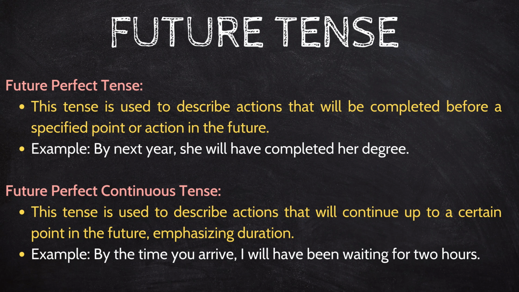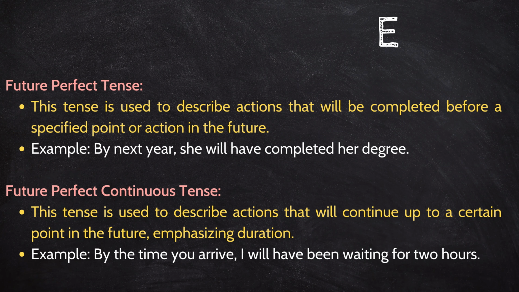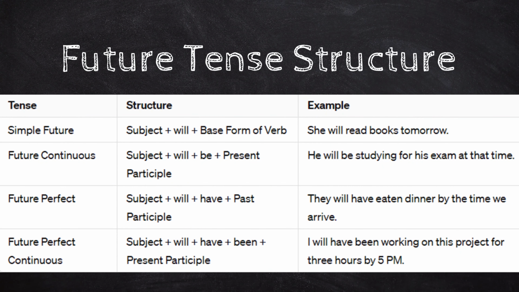Future perfect tense is used to describe actions that will be completed before a specified point or action in the future. Like it's a goal that the person has to fulfill. By next year, she will have completed her degree. She must be proud of herself now. Future perfect continuous tense is used to describe actions that will continue up to a certain point in the future. You can see the example, you can refer to it.